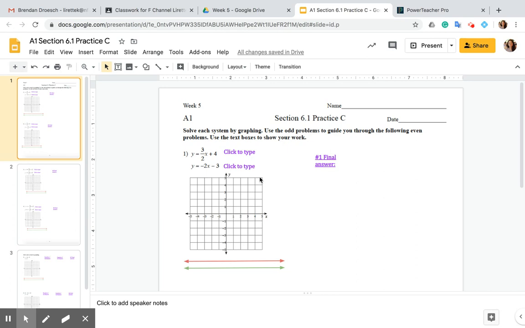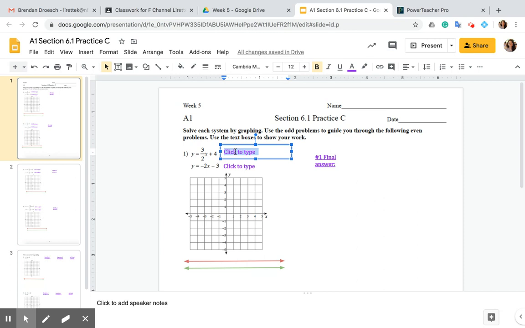Okay, so let's go ahead and get started. For number 1, both of these equations are in slope-intercept form, so I'm going to click here to type so I can write some notes about it. When graphing a line in slope-intercept form, again, you want to identify what the slope is. The slope is the number that's touching the x, which in this case is 3/2. And the y-intercept, or the b value, is the constant, which in this case is 4.